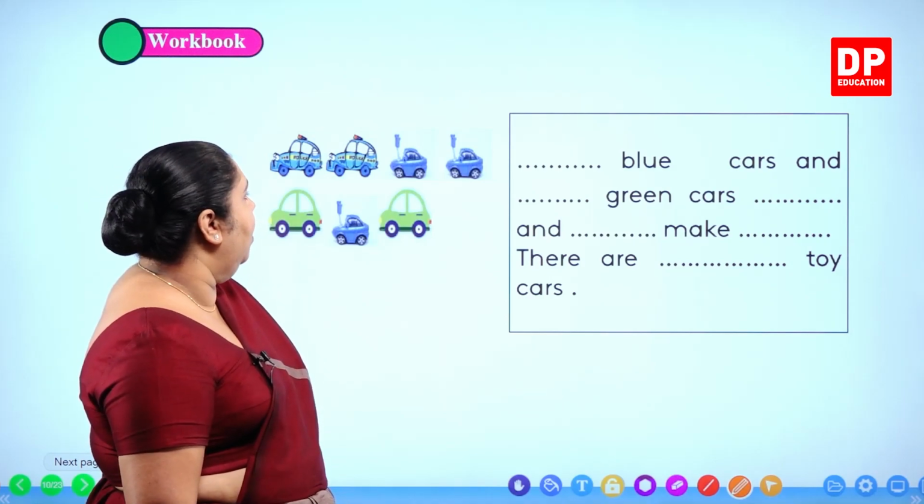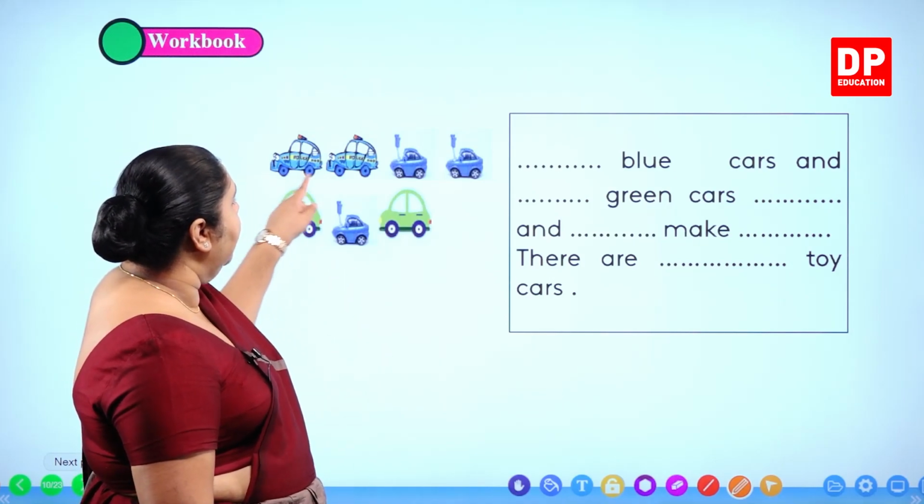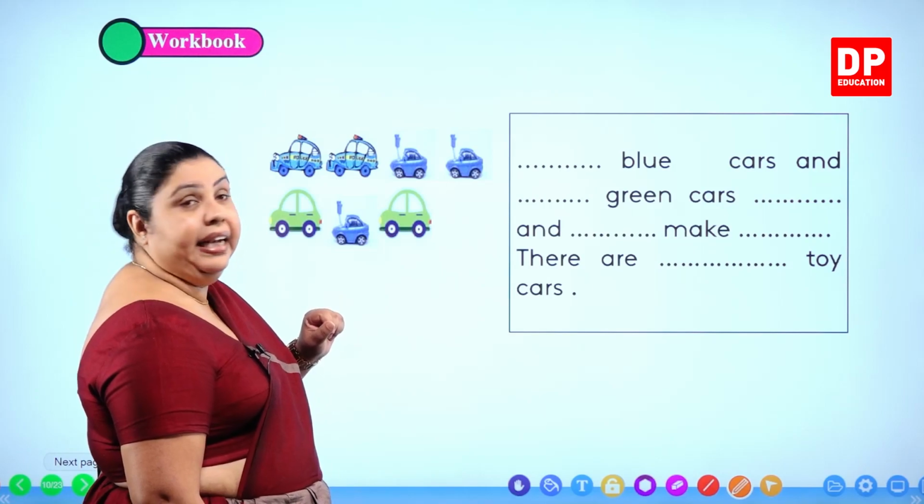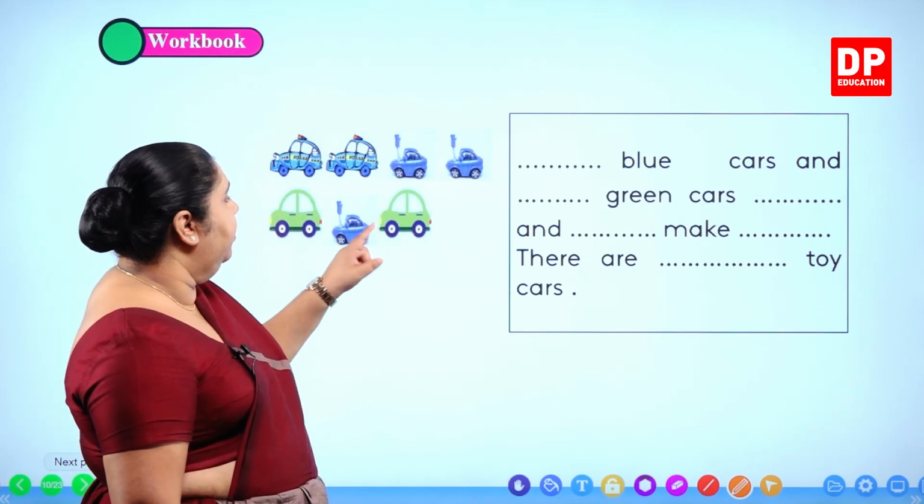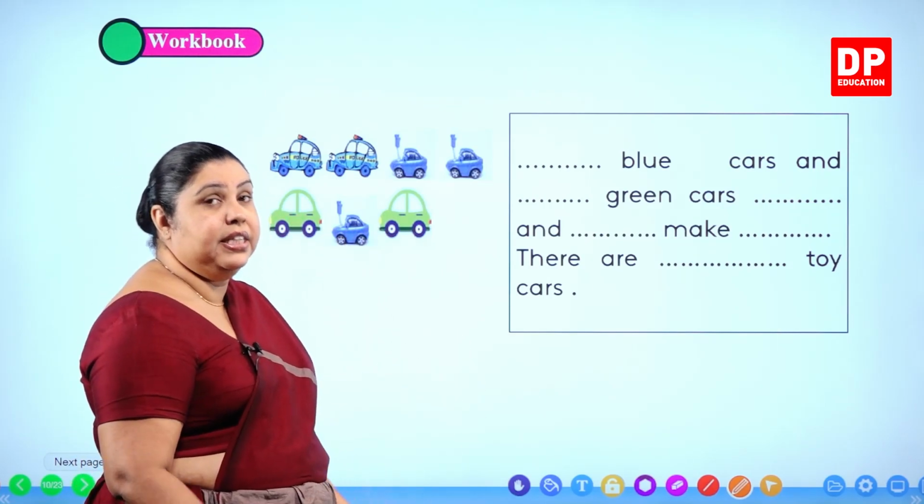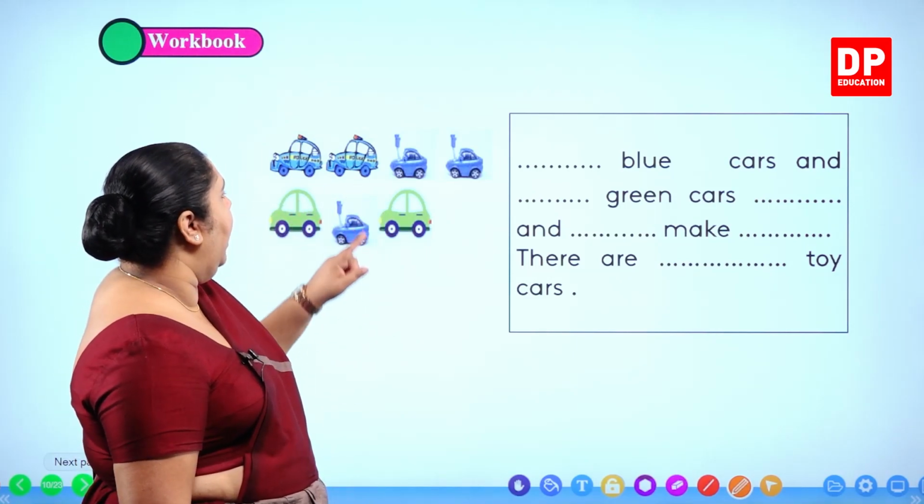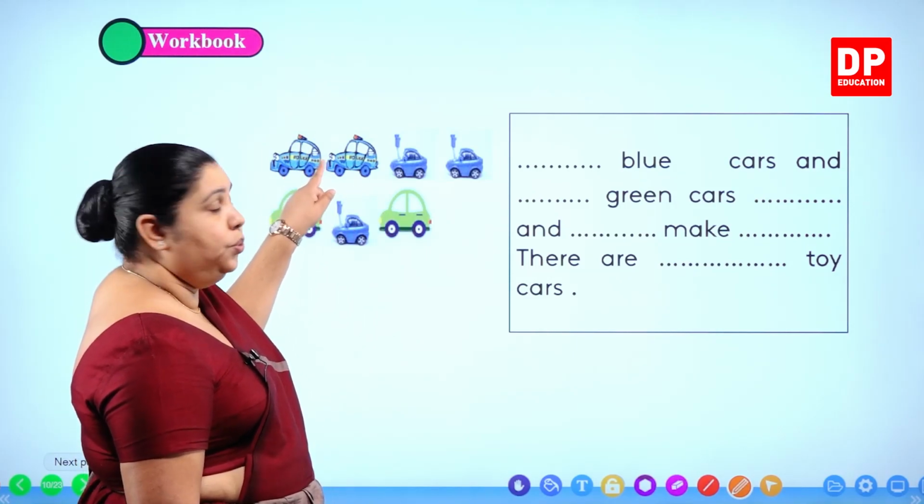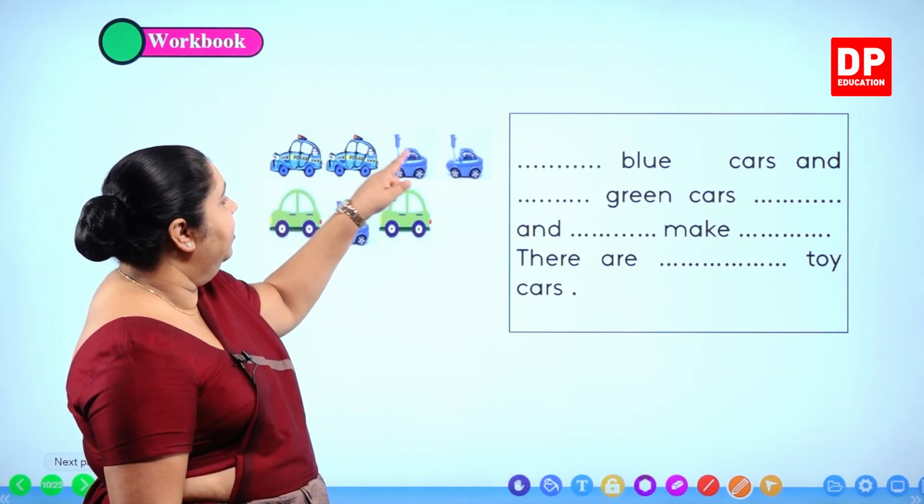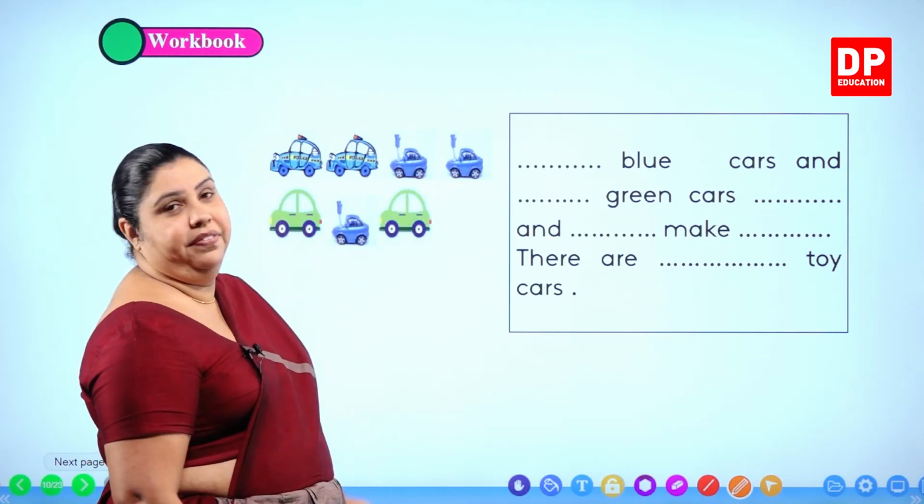So let's start counting. First we have some blue cars and then we have 2 green cars. Now these pictures are in your book. So let's start counting the blue cars. 1, 2, 3, 4, 5.